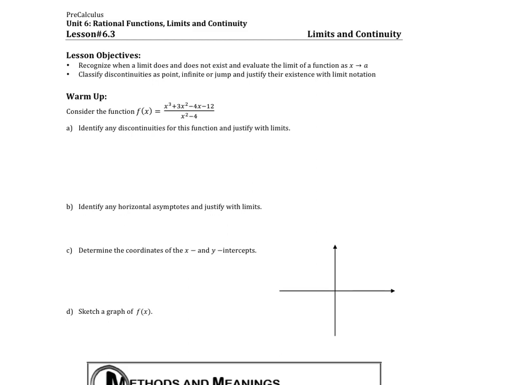Okay, welcome to lesson 3 of unit 6. We're still focused on limits and continuity, and one of our main objectives is to recognize when a limit does and does not exist and evaluate that limit specifically at a certain value, so when x approaches a, which is a specific value. Then we're going to classify discontinuities. We're either going to have a point discontinuity, infinite discontinuity, or jump discontinuity.